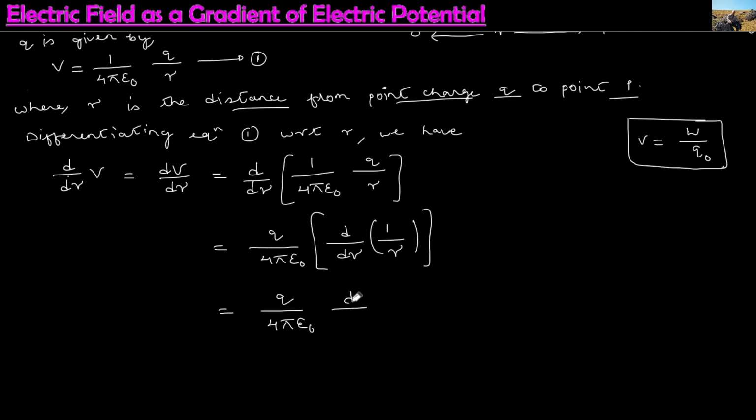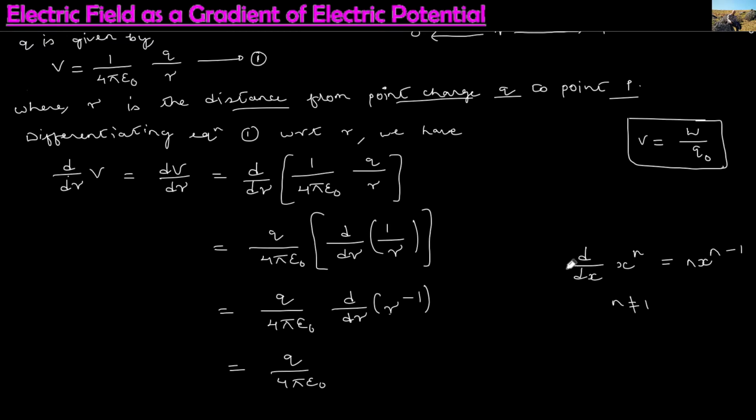So from here we can write this as d/dr of r to the power minus 1 in terms of exponential form. Okay, so from here, for the differentiation of that r to the power minus 1, we can make use of this result from differentiation: d/dx of x to the power n is n x to the power n minus 1, provided n should not be equal to minus 1.